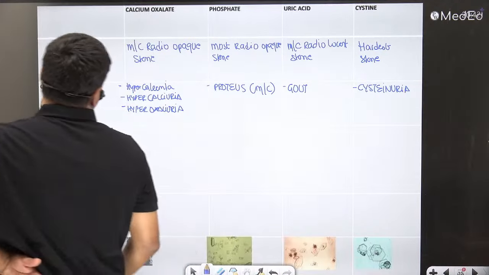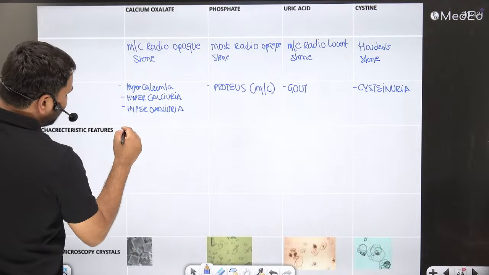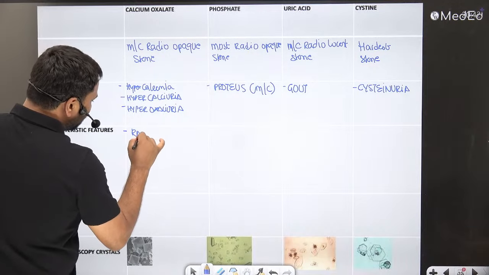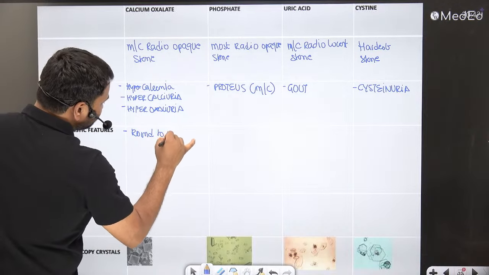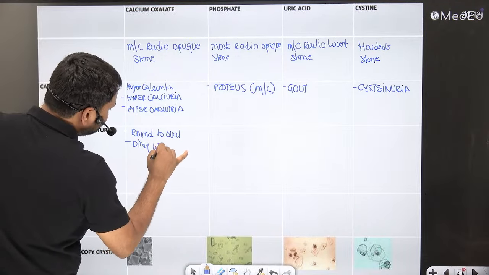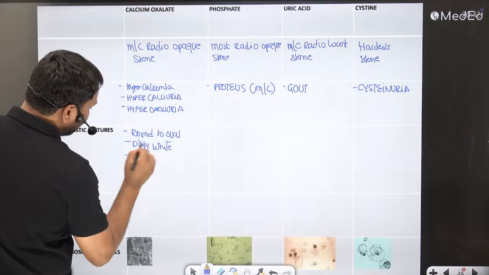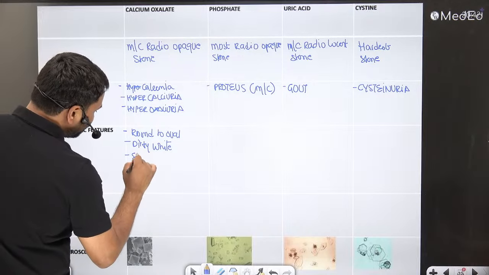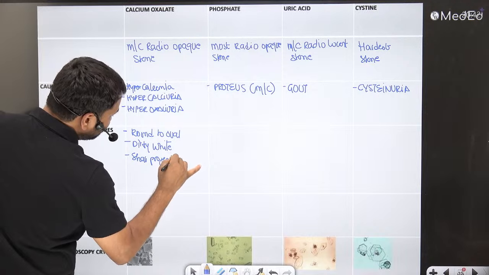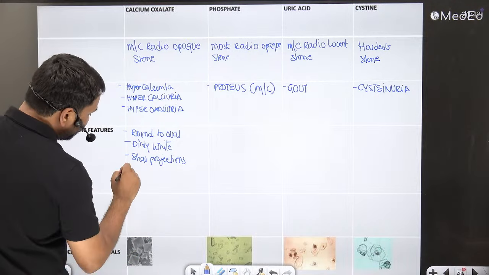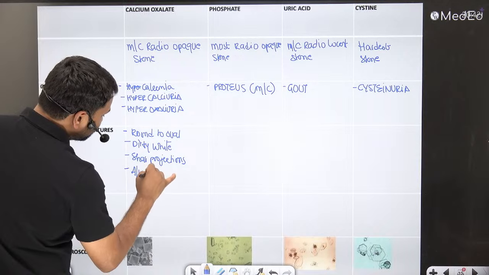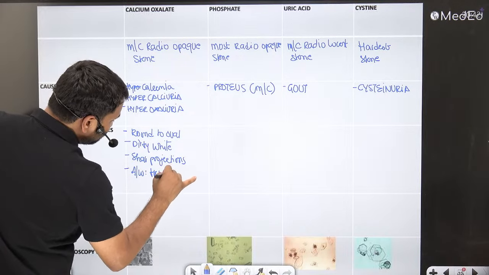Now, when we talk about the characteristic features, the calcium oxalate stones, number one, are round to oval in shape. They are dirty white in color. They have sharp projections over their surface, and because of the sharp projections, they are associated with hematuria.